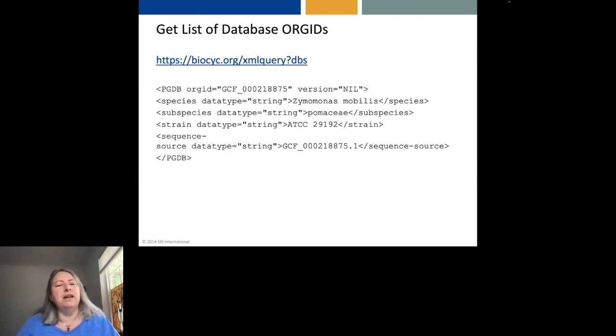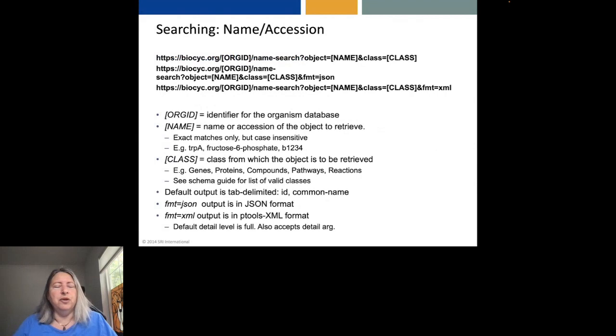If you don't know the object identifier, then you have to search for it. And there are different ways to search for it. But one of the common ways is to search by name or accession. So this is this, and searching is always in a single organism database. So you need to include the org ID, it's this name search, and then you need to provide the object, which is the name, and then a class. So you have to specify what class you want to search.